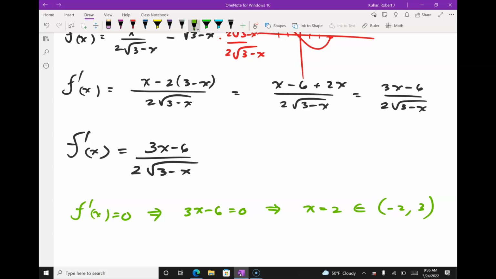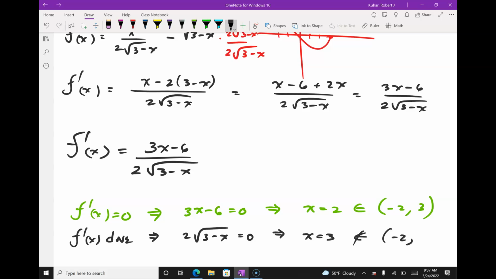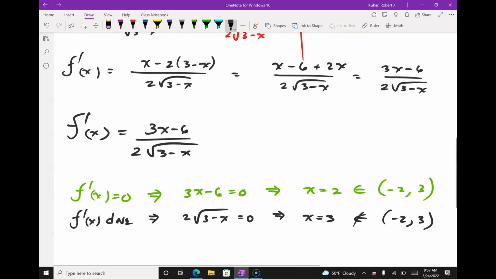I get a critical value downstairs as well, right? f prime of x does not exist when 2 square root of 3 minus x equals 0, which means x equals 3. But that does not belong to my open interval. It belongs to the closed interval, but I don't care about checking the height of the endpoints again. I already know the height at 3 is 0. So I have only one critical value.